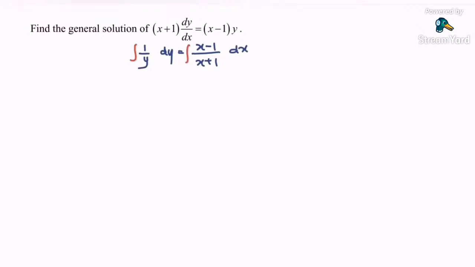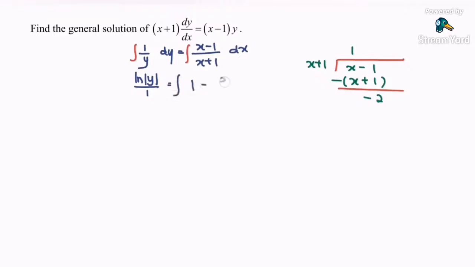Then we are going to integrate the situation on the left. Integrate 1 over y, we will obtain ln y over 1. Next, focus on the right hand side. So I'm going to use the direct method number 1, long division, to simplify the situation. So here we will have x minus 1, the divisor will be x plus 1. 1, x plus 1. Simplify the situation and we will have negative 2. So rewrite the situation equals to integrate 1 minus 2 over x plus 1 with respect to x. So ln y is equals to x minus 2 ln (x plus 1) over 1 plus c.